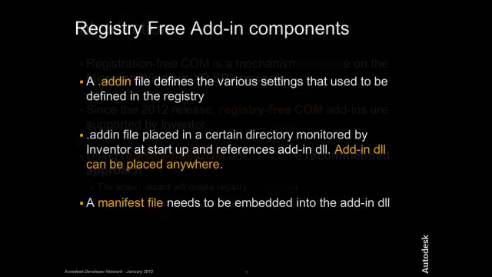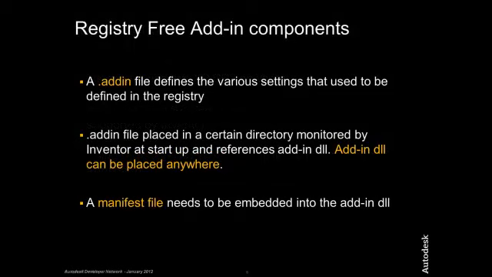So let's take a look at the various components of a registry-free add-in. The first thing is the .addin file, which is an XML-like file that defines the various settings that used to be stored in the registry. The .addin file is placed in a certain directory that is monitored by Inventor during startup and references the path of the compiled add-in DLL on the system.